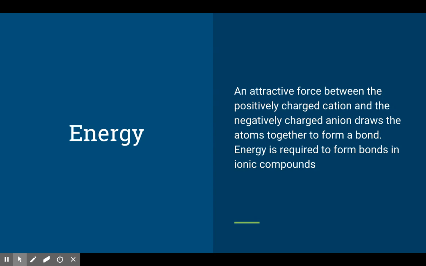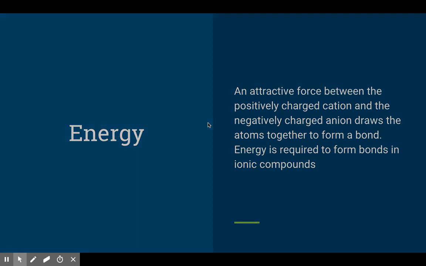An attractive force between positively charged cations and negatively charged anions will draw the atoms together, ultimately forming an ionic bond. And what we need to remember here is that in the process of forming this bond, energy will be required. And that energy will be found in the bonds. And eventually, if a bond is broken, then we will find that energy is released.